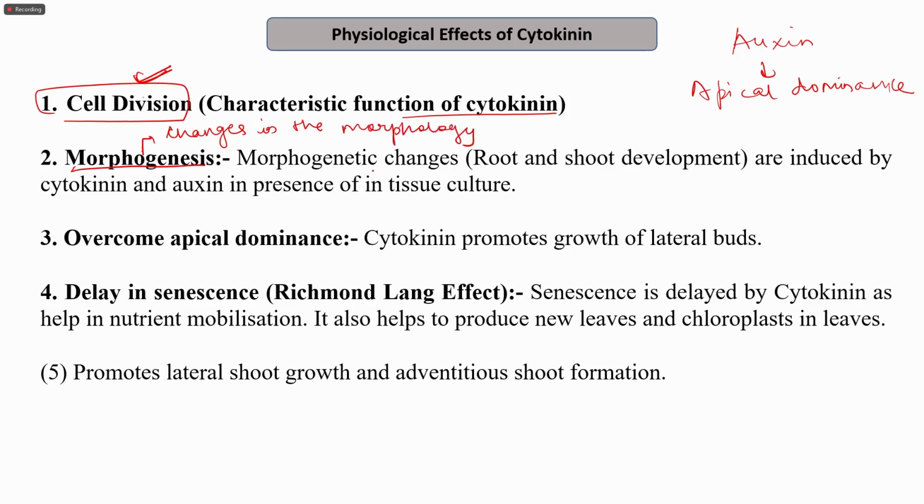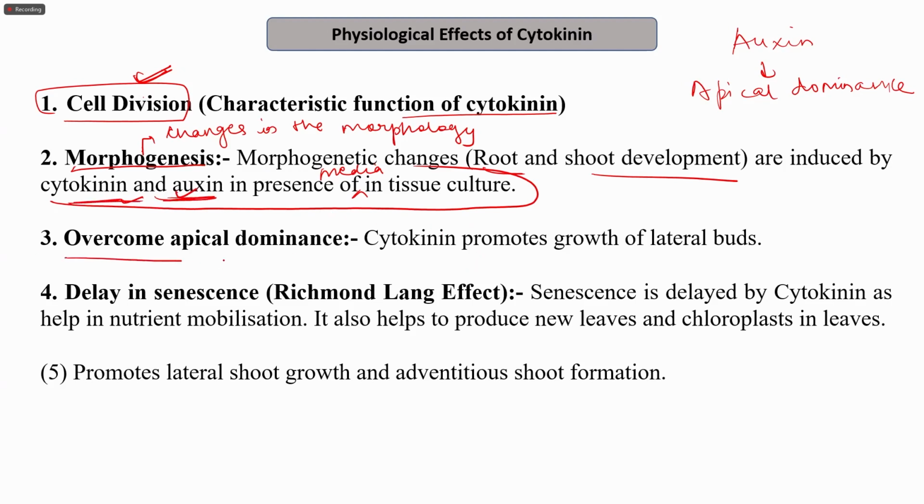So morphogenetic changes, that is, root and shoot development, are induced by cytokinin and auxin in the presence of media in tissue culture. Fine. So the root and shoot development is induced by the cytokinins and auxins in the presence of media in tissue culture. Third is overcoming apical dominance.